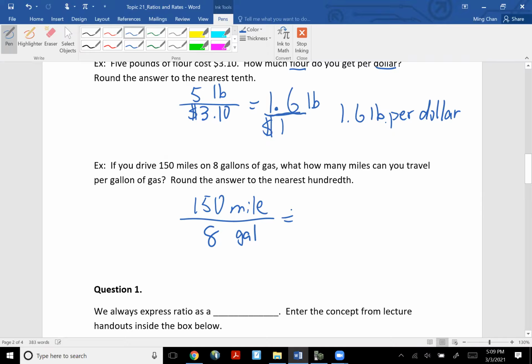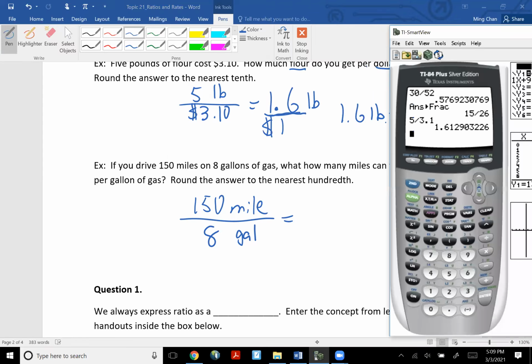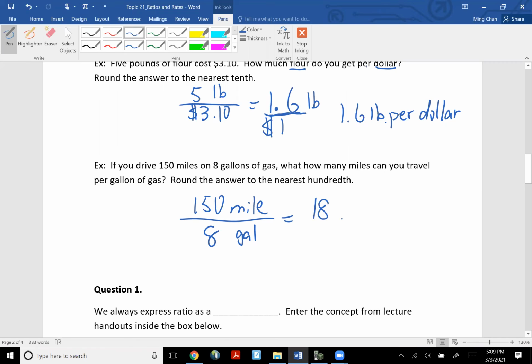So all you have to do for a rate problem is divide. That's all you need to do. Once you divide, that will be your answer, and make sure you write down the units along with your answer. So this 18.75 is automatically representing 18.75 over 1. Since miles is on top, the answer is really saying 18.75 miles per gallon. Okay, that's how we do the rate problem.